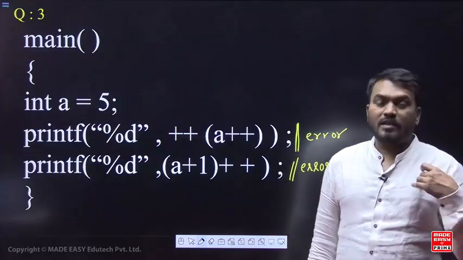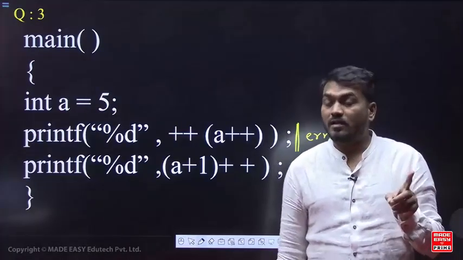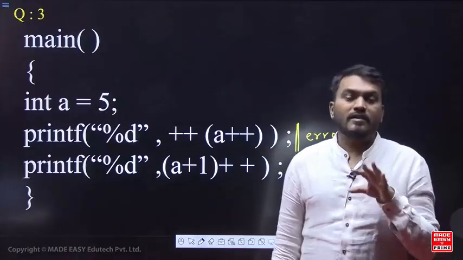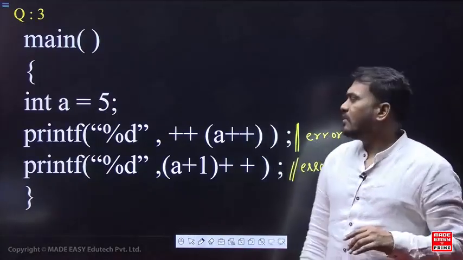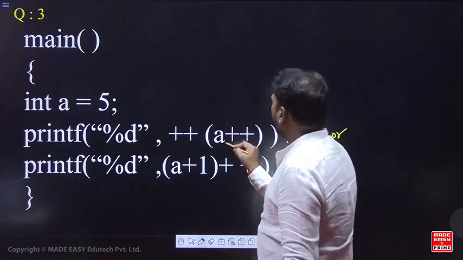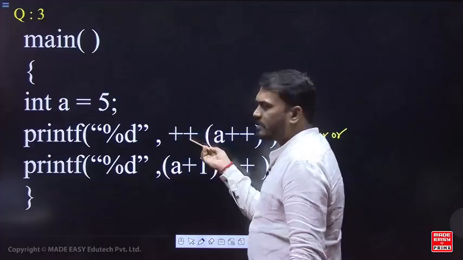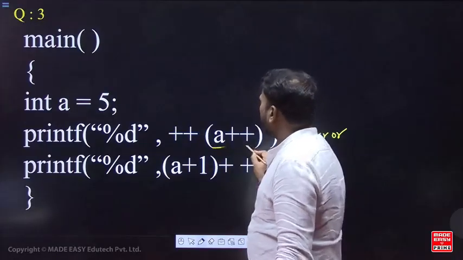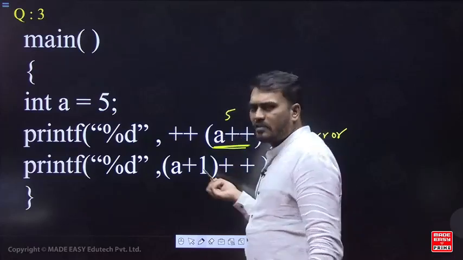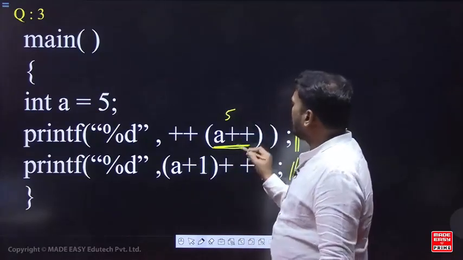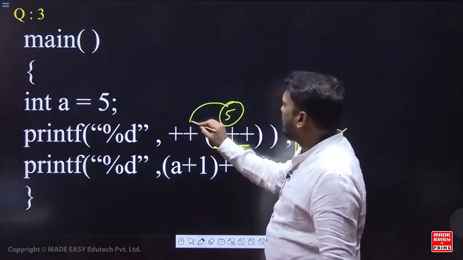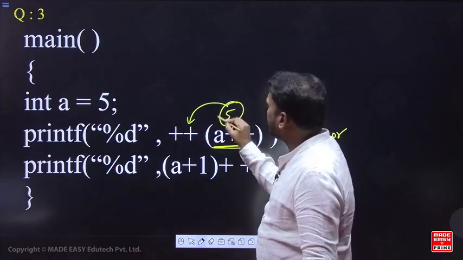What is the meaning of this? I am repeating. Pre-increment and post-increment work only on variables. They will not work on constants, and they will not work on expressions. Take printf("%d", a++)... you take a value as 5, because generally for post-increment you take a value of 5. So on the 5, you see ++ is happening. So you are trying to increment the constant.